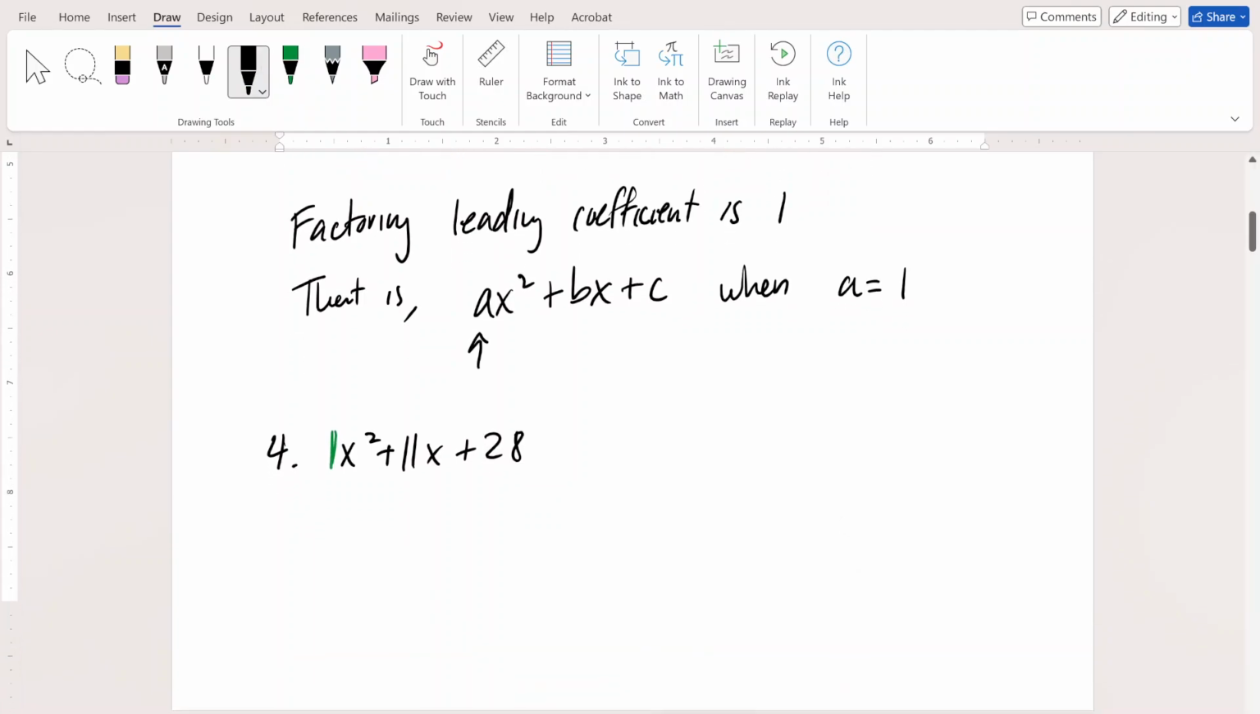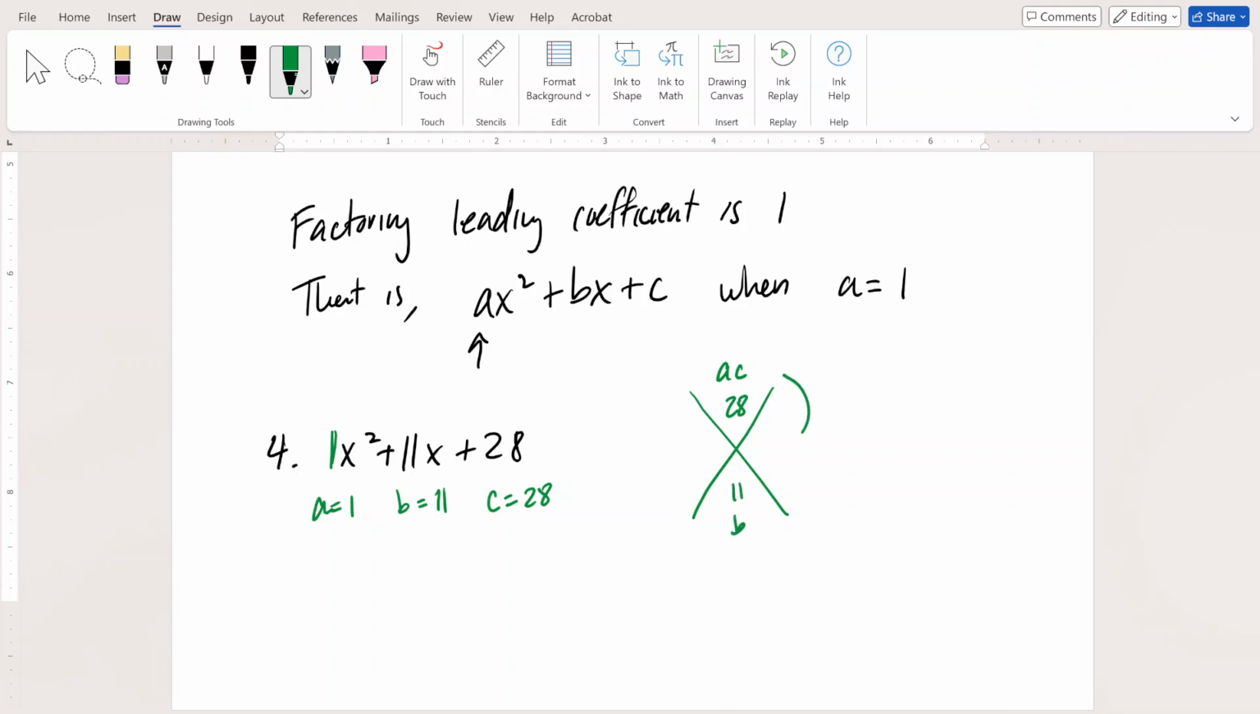Now I'm going to do this using the factor by grouping method. So you have to identify your A, which is 1, your B, which is 11, and your C, which is 28. And then to do factor by grouping, you think about A times C, which is 1 times 28 is 28, and the B goes at the bottom, which is 11.